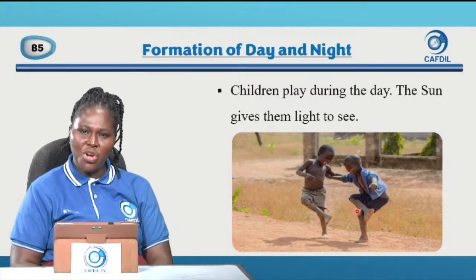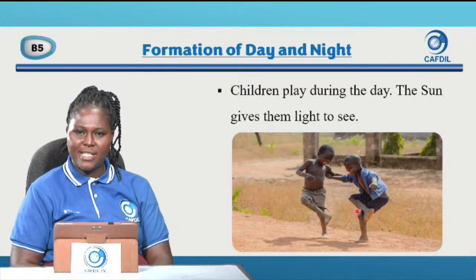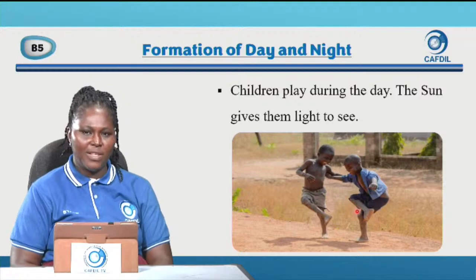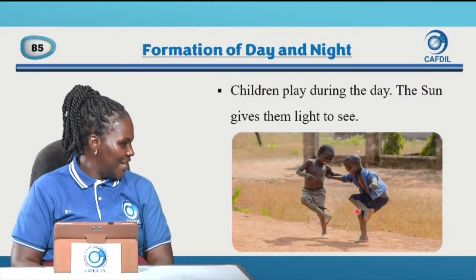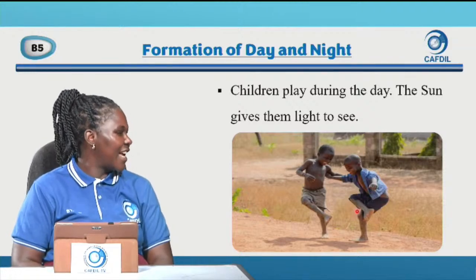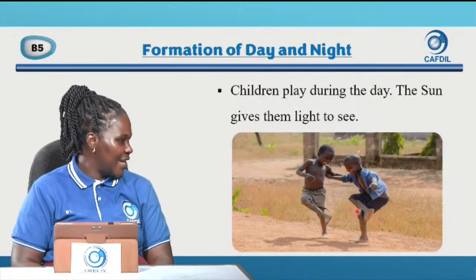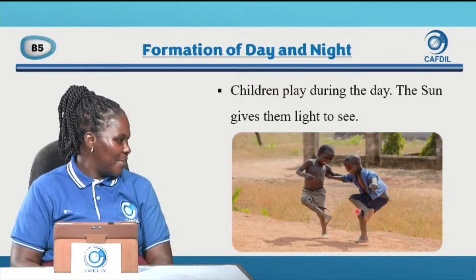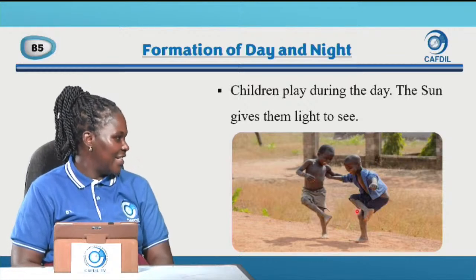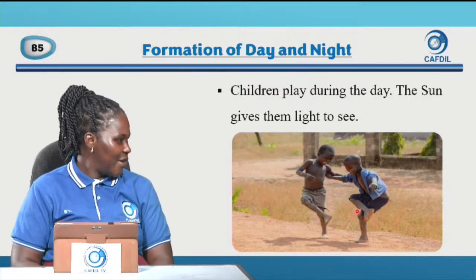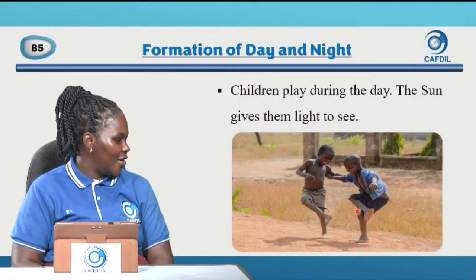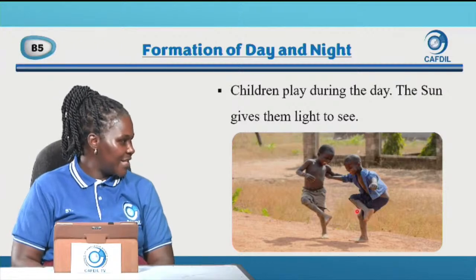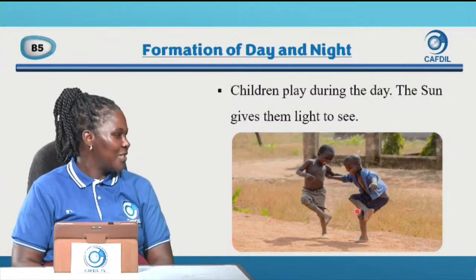Children play during the day. The sun gives them light to see. As we can see on our screen, they are playing. They are happy because they can see, because of the light from the sun. They see clearly and they can play very well. They see each other. They see everything on the ground. They see the weeds, everything. So they can play.